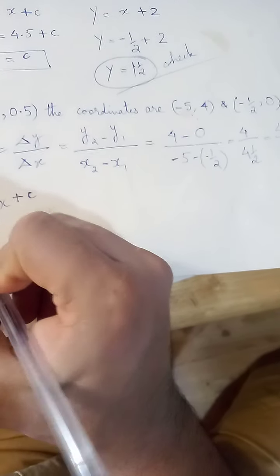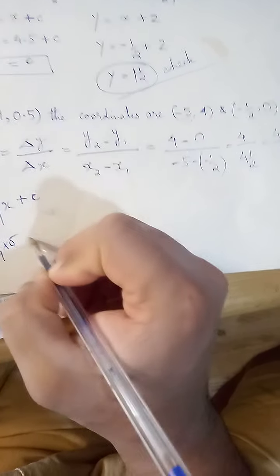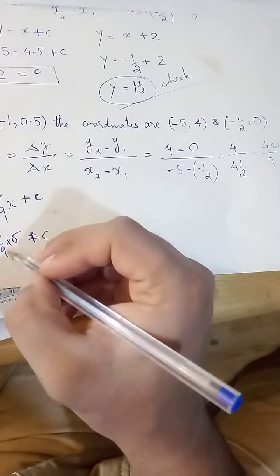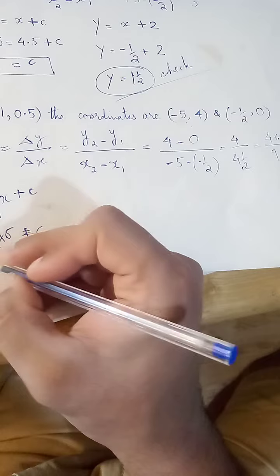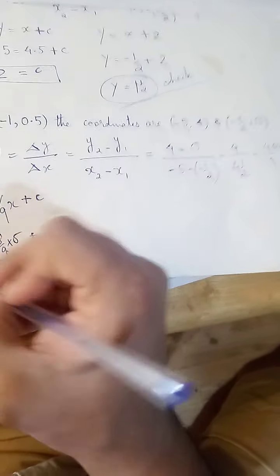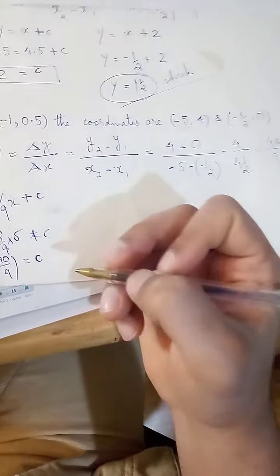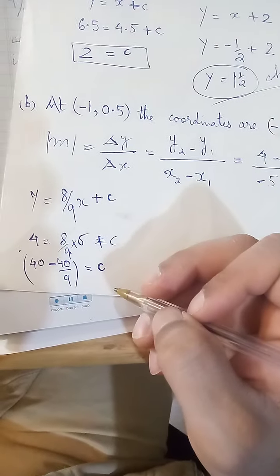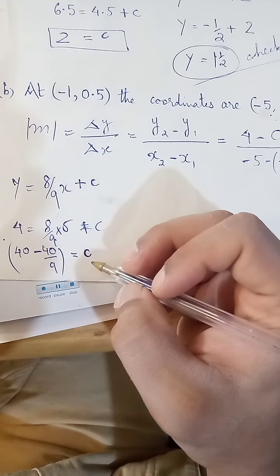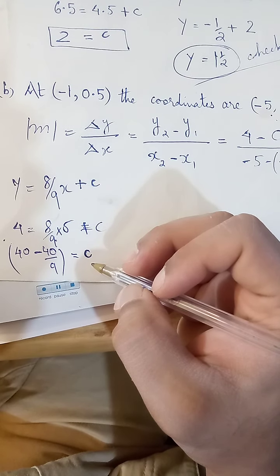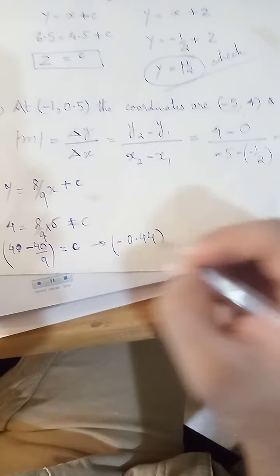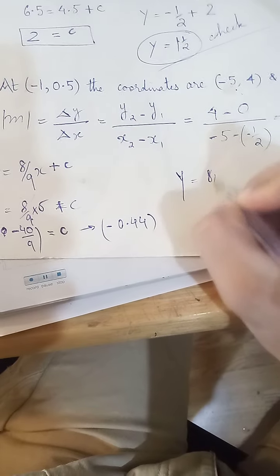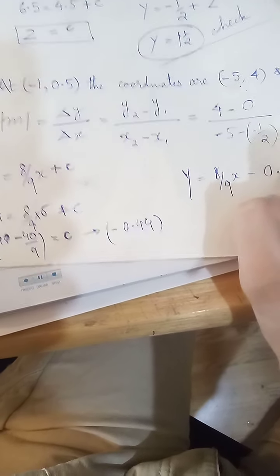So it'll be 4 equals 8/9 times 5 plus c, and it'll be 40/9. Bear with me please. It'll be minus 0.44. So that's how we get the equation. Final equation would be 8/9 x minus 0.44.